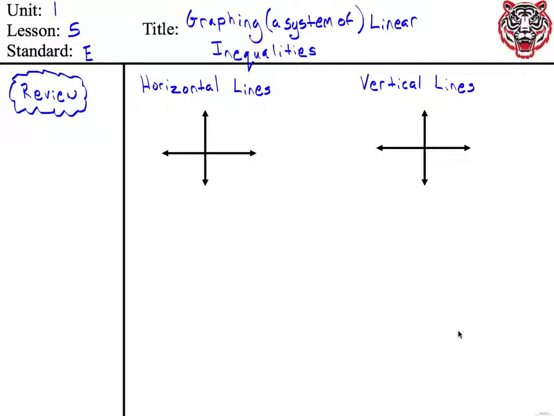All right, so this is going to be lesson 1-5. It's graphing a system of linear inequalities, so on a coordinate plane this time instead of just on a number line. And the worksheet that I handed out is only titled Graphing Linear Inequalities. That is why I have the parentheses around a system of, because technically it's multiple linear inequalities.